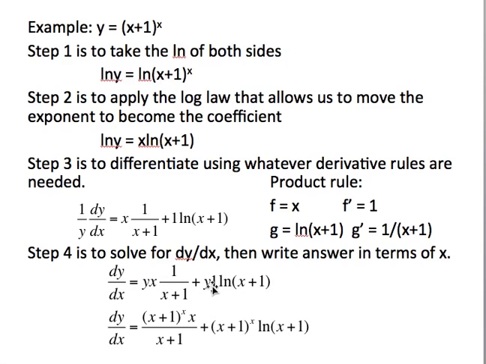The last step, it says you're supposed to write, if possible, your answer in terms of x. So the y's that are over here we are going to replace with what y equaled. So you look back at the original equation up here, and y was equal to x plus 1 to the power of x. So the y's that we had in this equation here, both of them, we're going to replace with x plus 1 to the power of x, so that our final answer is all written in one variable instead of with 2. So that would be it for that one.